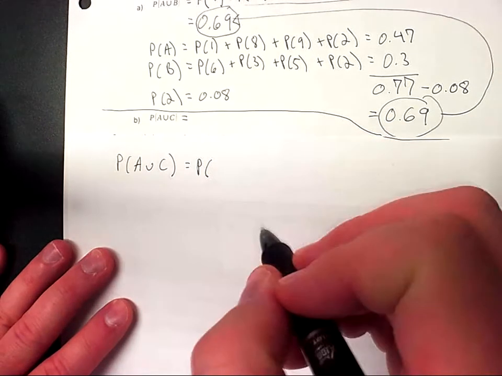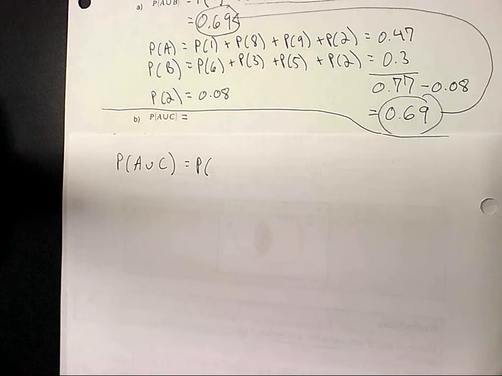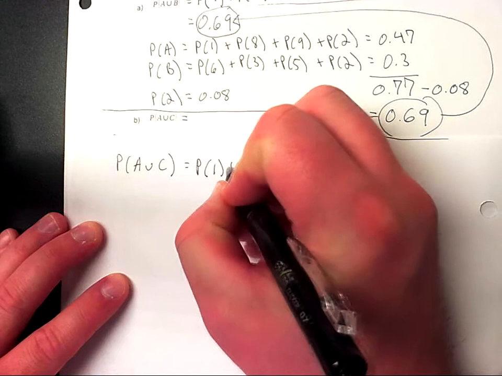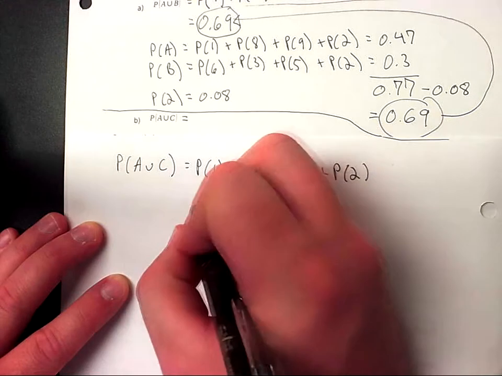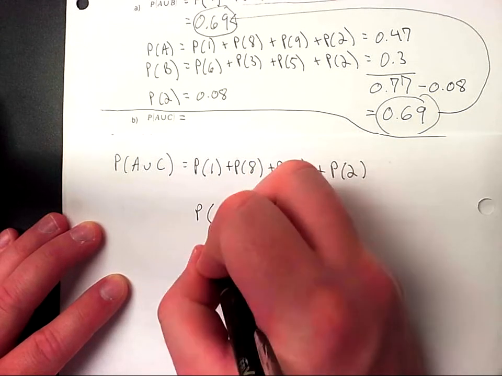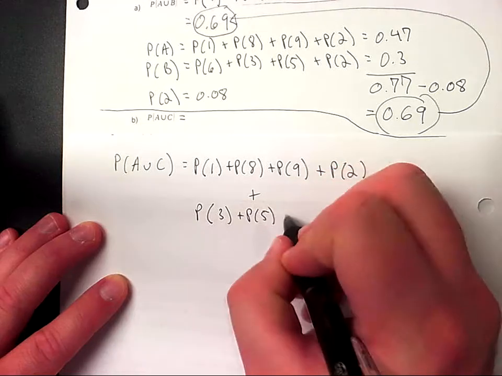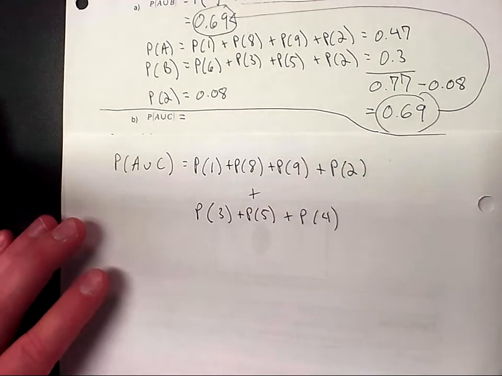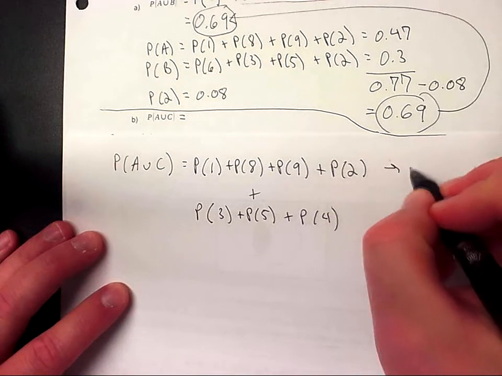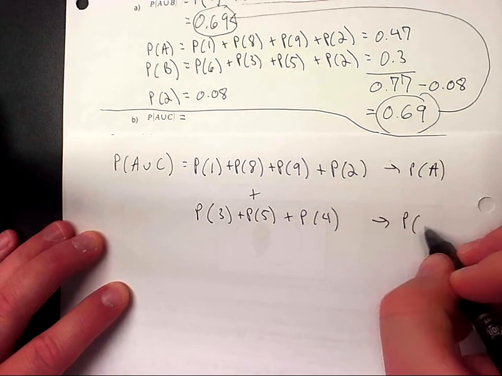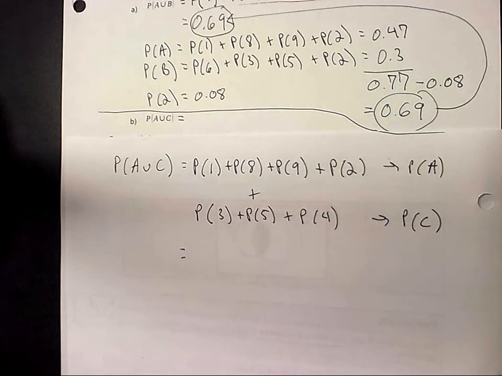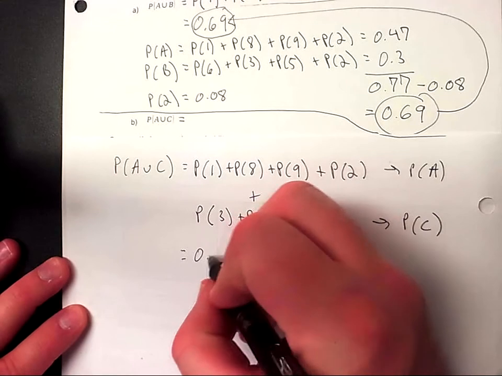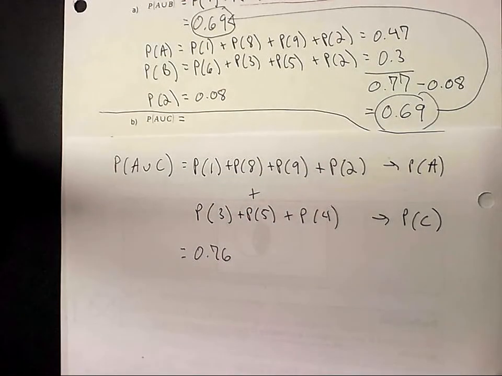So here, if we add them all up, we're going to get the probability of 1 plus the probability of 8 plus the probability of 9 plus the probability of 2, which is A, plus the probability of 3 plus the probability of 5 plus the probability of 4, which is the probability of B. So this right here is the probability of A. This right here is the probability of C, rather. If we add up all of these things, what do we get? 0.76. Is everybody good with that?